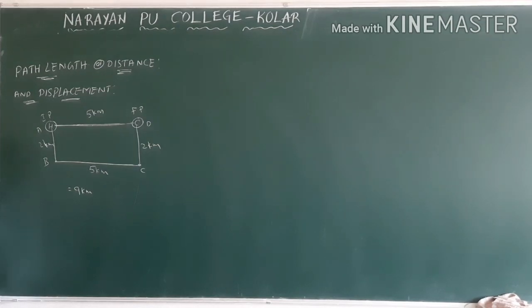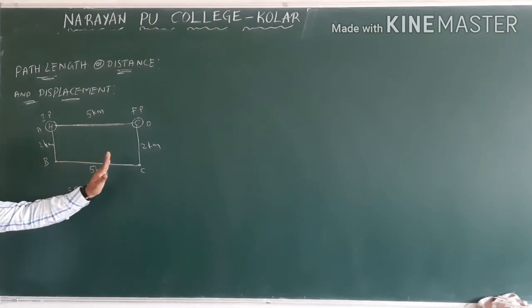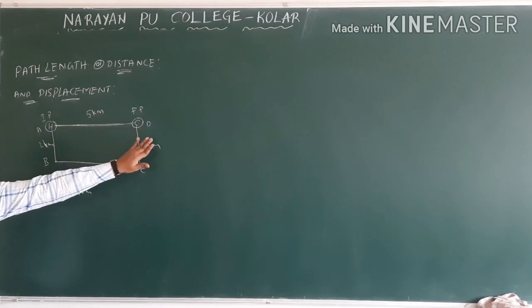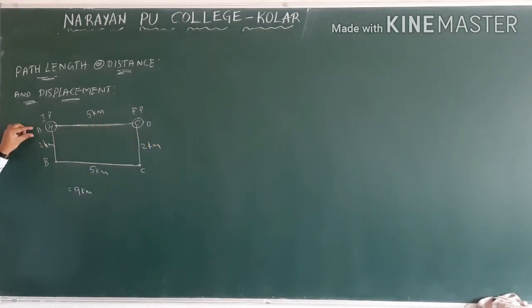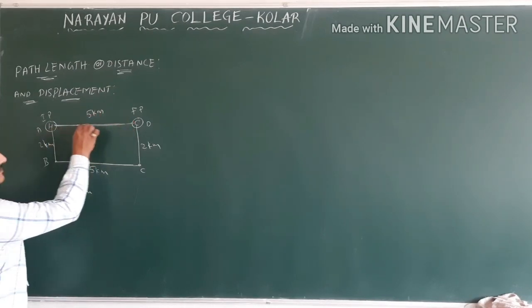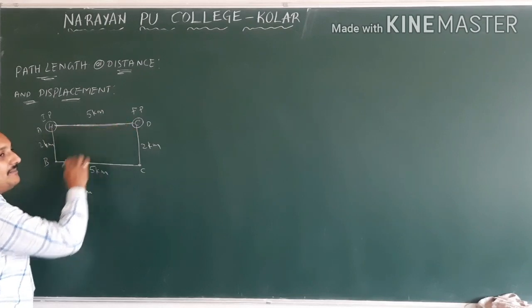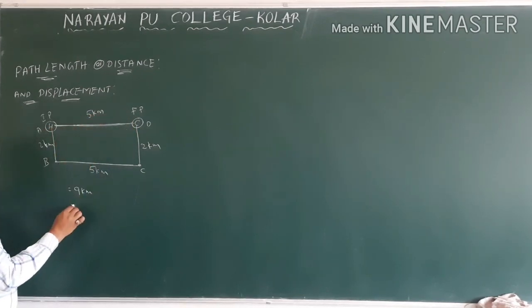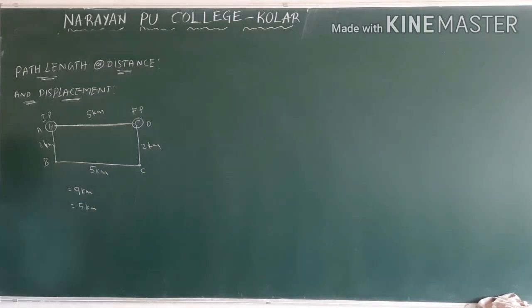Next we will see the displacement. According to the definition, what is the displacement? The shortest possible path or the minimum path between initial position and final position. Here what is the initial position? A. What is the final position? D. Now what is the shortest possible path? This one. The shortest possible path or the minimum path from home to college is this one. Therefore, the displacement is 5 kilometers.